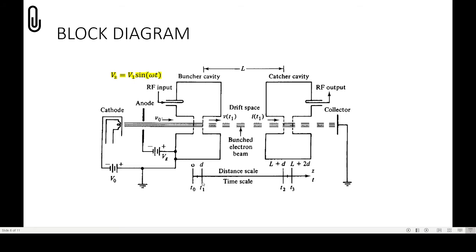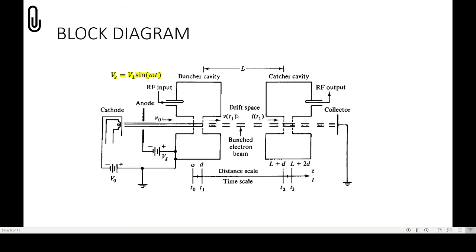Now, I would like to mention the terms T0, T1, T2, T3 and L, where T0 is the time at which the electron enters the Buncher cavity and T1 is the time at which the electron leaves the Buncher cavity, T2 is the time at which the electron enters the catcher cavity and T3 is the time at which the electron leaves the catcher cavity, and L is the drift space. It is assumed that at the center of the drift space, the maximum bunching will occur.